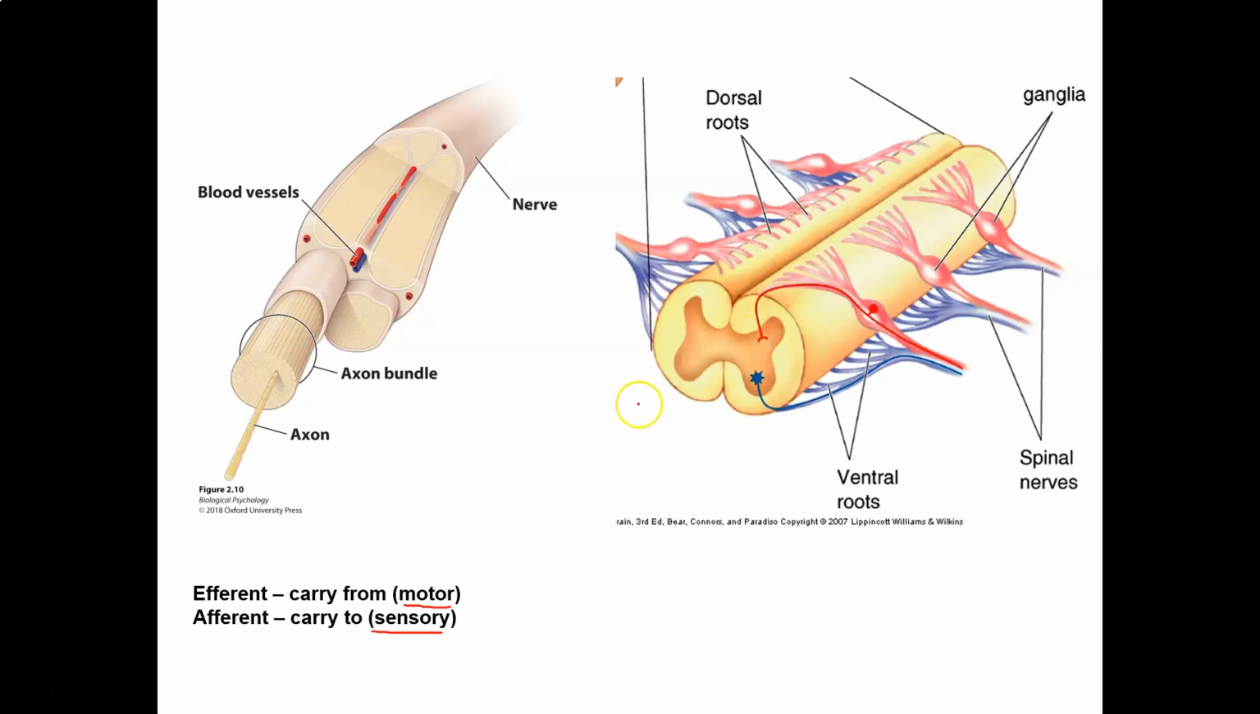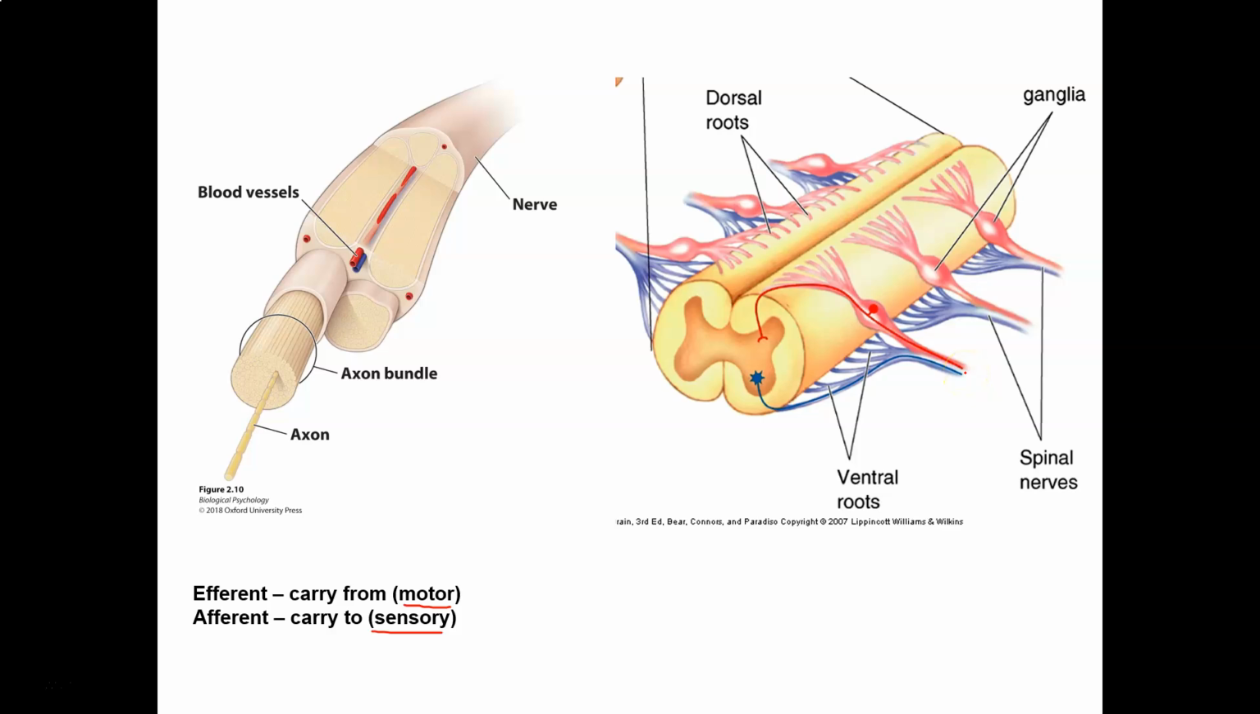These tend to be sensory in nature because they're carrying sensory information to the central nervous system. So what you're looking at here is kind of like a slice through the spinal cord, and there are two parts of the spinal cord. So the inside of the spinal cord looks like a butterfly. The top half of the spinal cord handles sensory information. The bottom half of the spinal cord handles motor function.